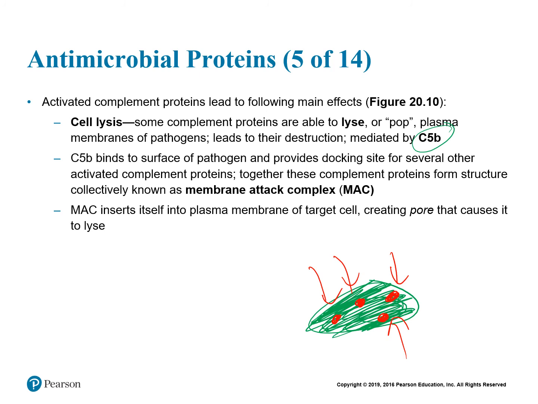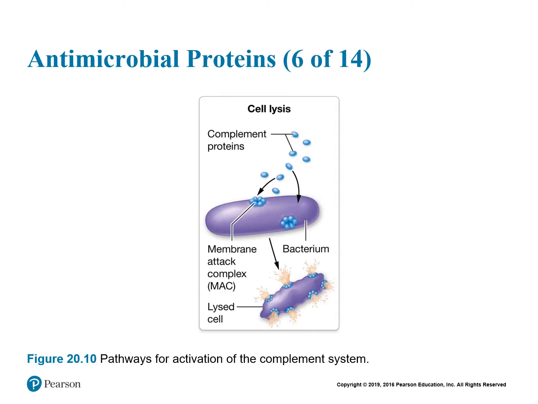Once those holes form, they're going to make the cell pop by exposing it to the osmotic pressure of your body. So your body has a lot of salt. Once those bacteria cells are exposed to your environment, they're going to explode. And that is how some of those antimicrobial proteins can directly kill pathogens. But anyway, the antimicrobial protein is going to bind. Some of those proteins are going to go to that site, and then they're going to cause the cell to lyse or to die.